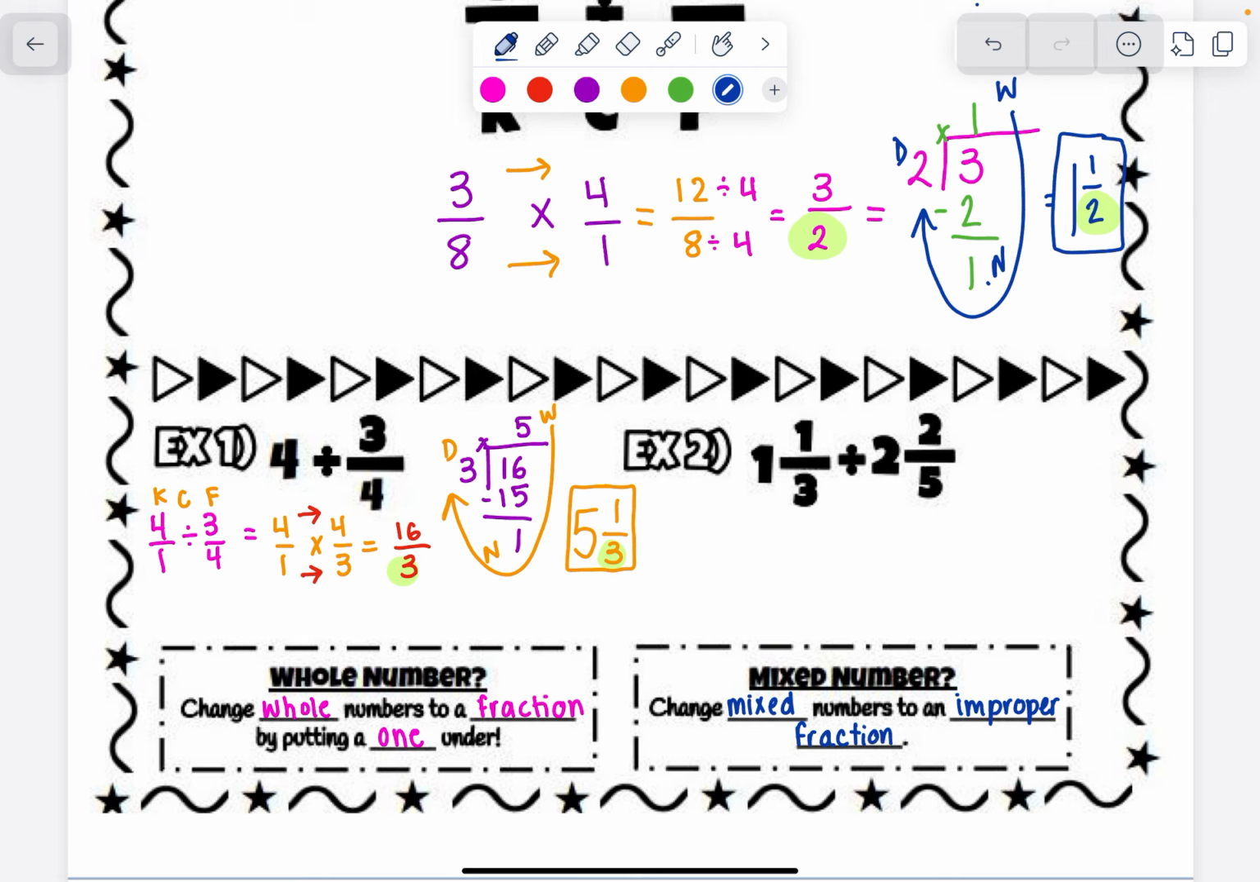Okay, so we got to convert the mixed number into an improper fraction. Remember, I use MAD: multiply, add, denominator stays the same. So let's do that. Multiply, add. Well, what's 3 times 1? That's 3. I add 1. That's 4. Denominator stays the same.